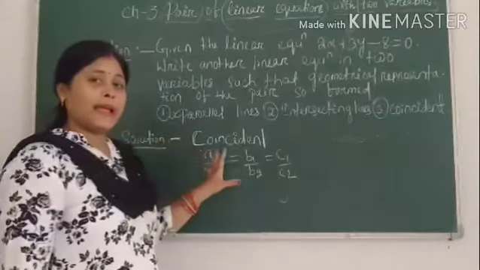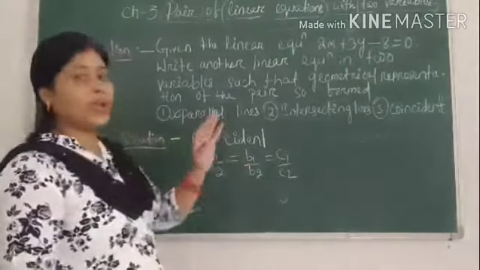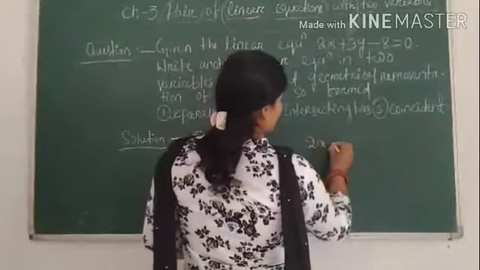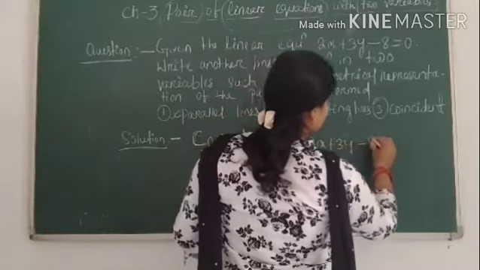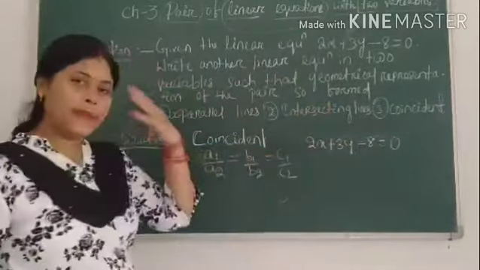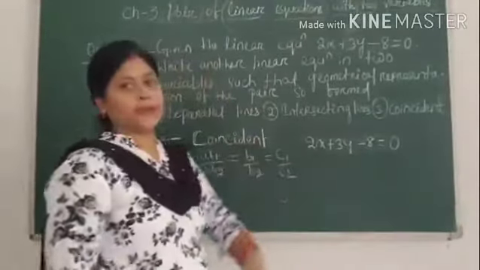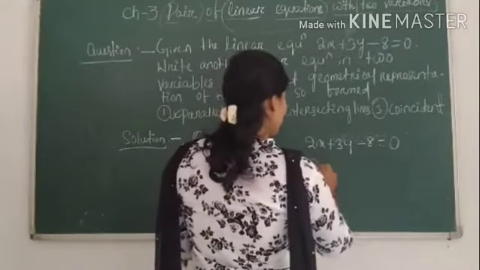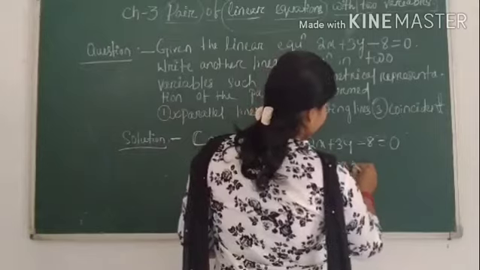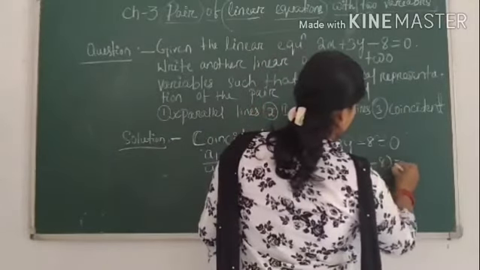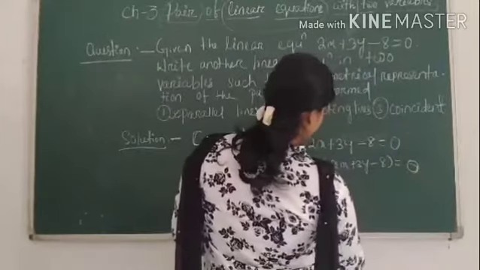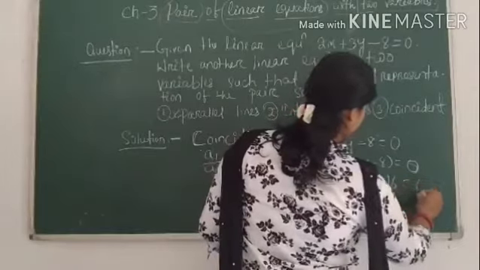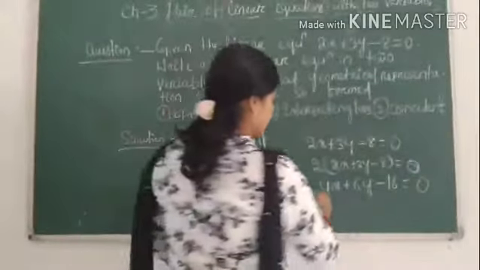You have to multiply any number with the whole equation. Means your equation is what? Your equation is 2x plus 3y minus 8 is equal to 0. So you have to multiply any number with the whole equation. Suppose here I am going to multiply 2 with the whole equation. So here I will get 4x plus 6y minus 16 is equal to 0. This is my second equation.